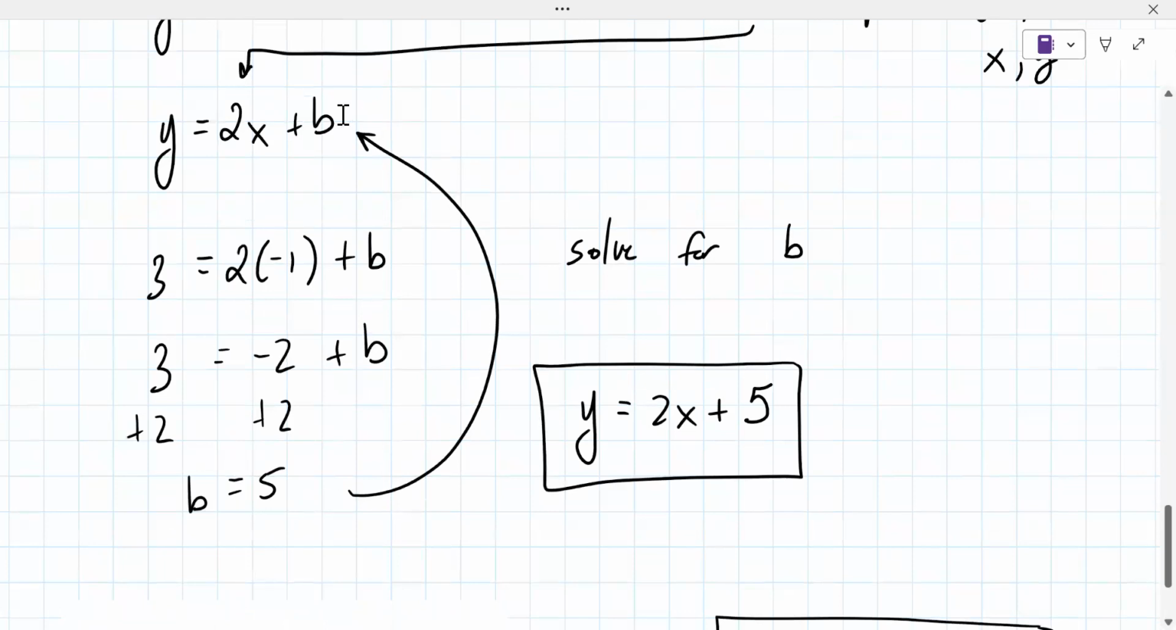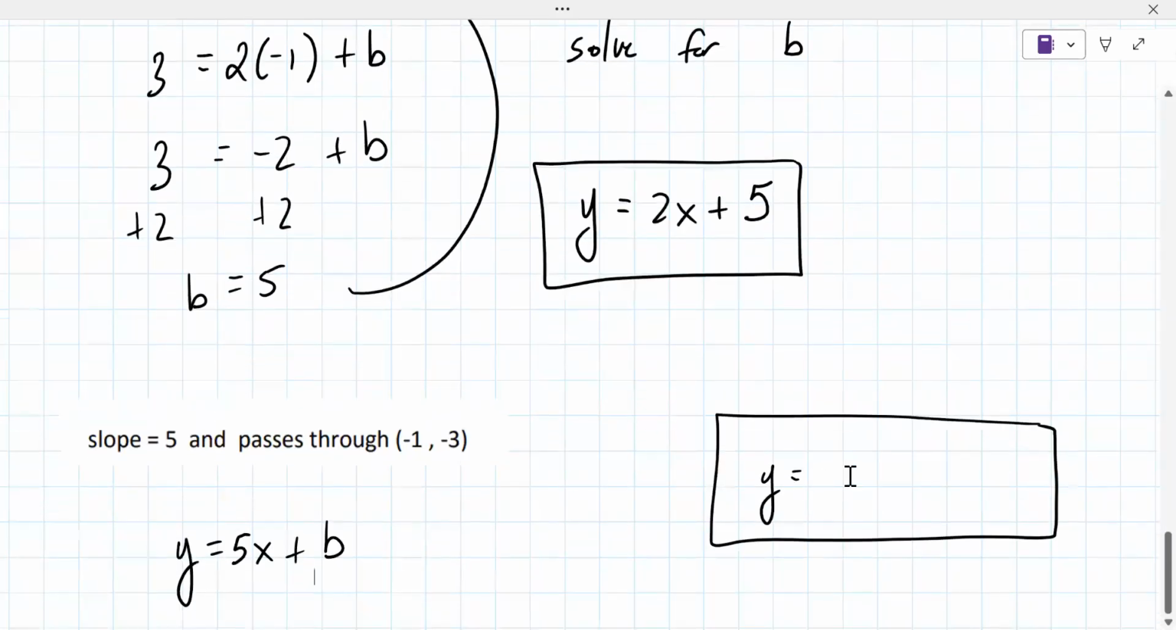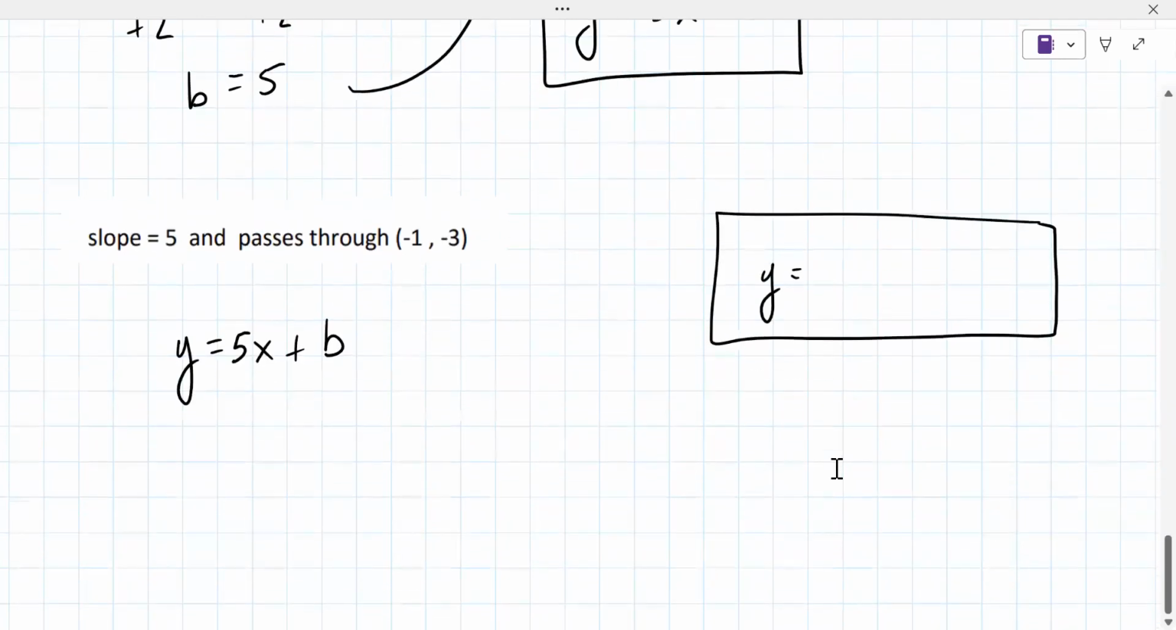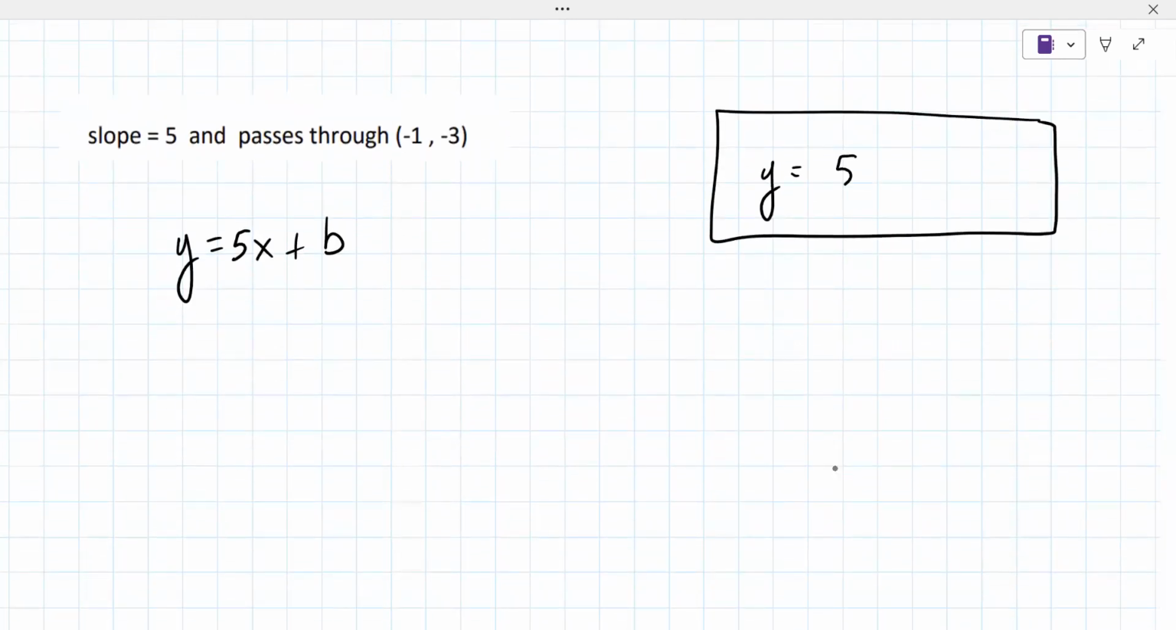Oh, I forgot to put it back in. Right? So what is the final equation? 5x plus 5. Okay, like this. Mm-hmm. Okay, but didn't you say your b was 2? Oh, no, I mean 2. Sorry, I was reading it backwards.